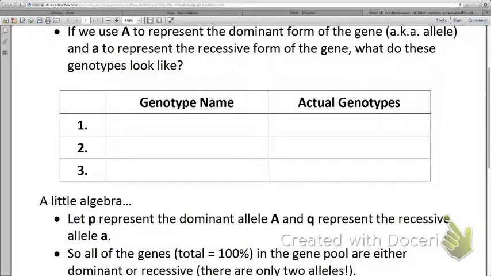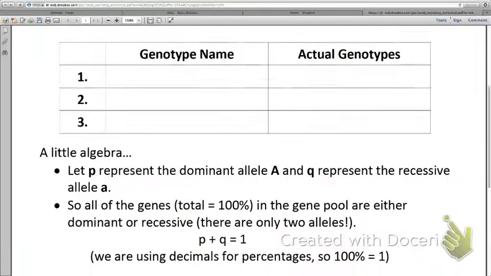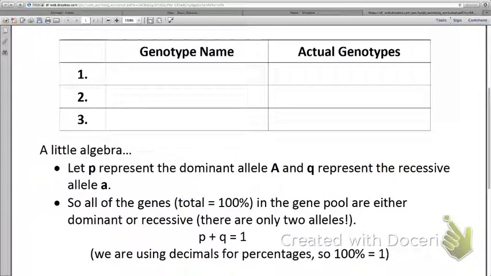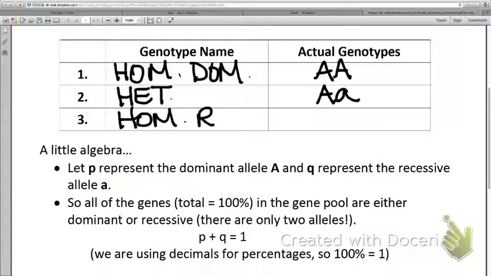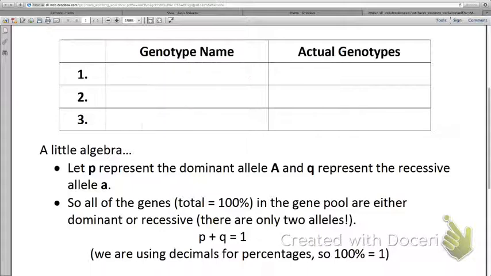So let's take a look at what these three genotypes look like. So I'll move this down a little bit, fill it in. The genotype name, again, we have homozygous dominant. And if you remember, we have two capital letters for that. We have heterozygous, and that's one big letter and one little letter. And then we have homozygous recessive, which is two little letters. So this is our foundation for all of this.